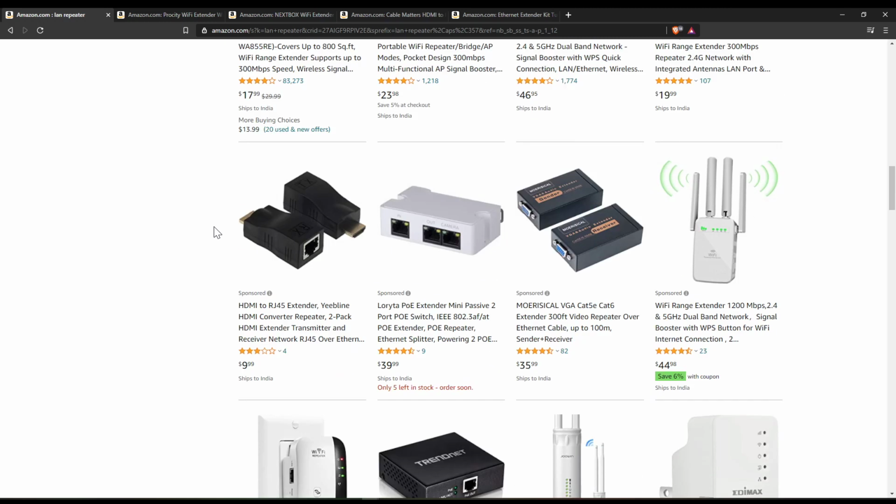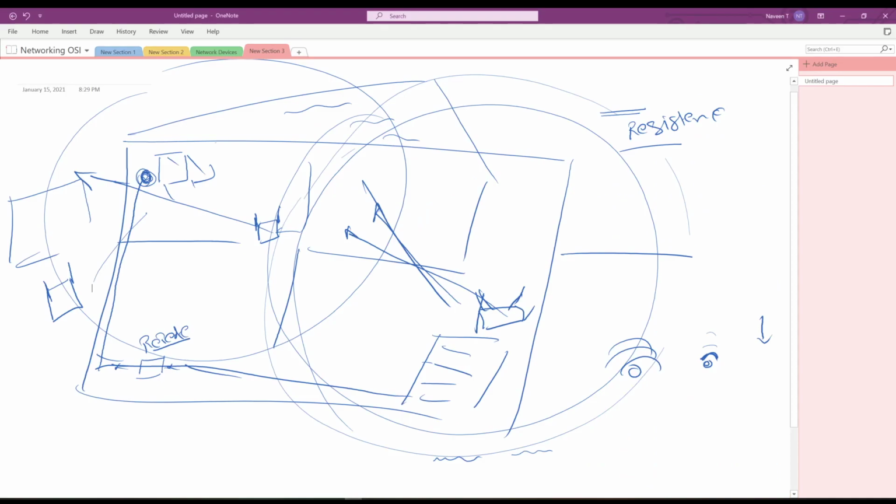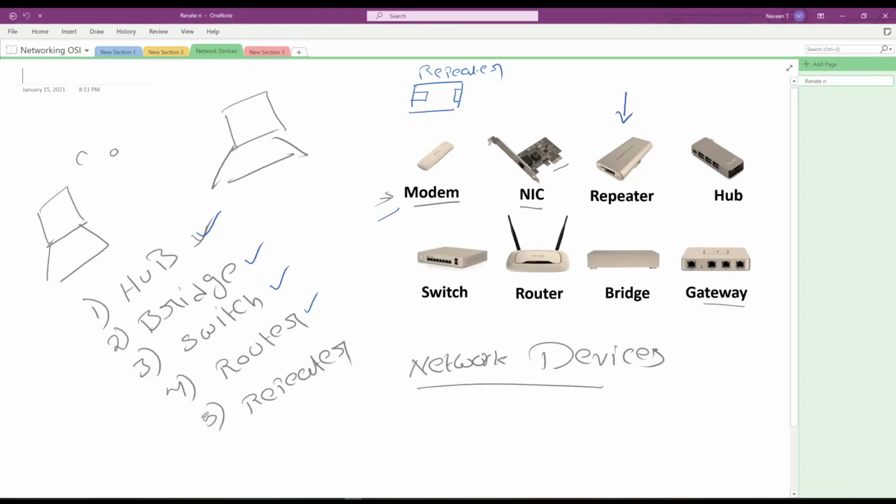Now let's go back to our discussion. Do you understand what a repeater is? As discussed, the repeater is just a type of device and is not limited to networking. There are different technologies.